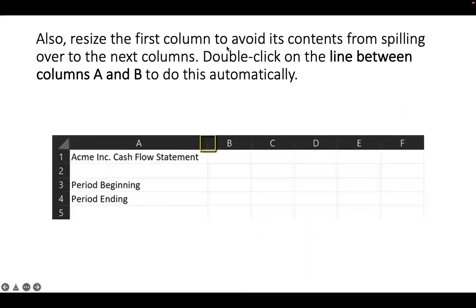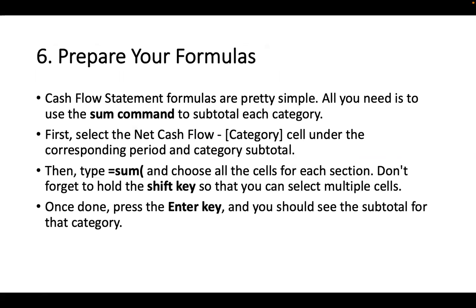Now also resize the first column to avoid its content from spilling over to the next columns. Double click on the line between column A and B to do this automatically. This is pretty simple. I have done this like millions of times when we were actually doing it in Excel. So if you click in here, the full details in cell A which we have put will be visible to all of us. So it would certainly avoid any sort of mistake or any sort of mismatch. Okay, yeah.